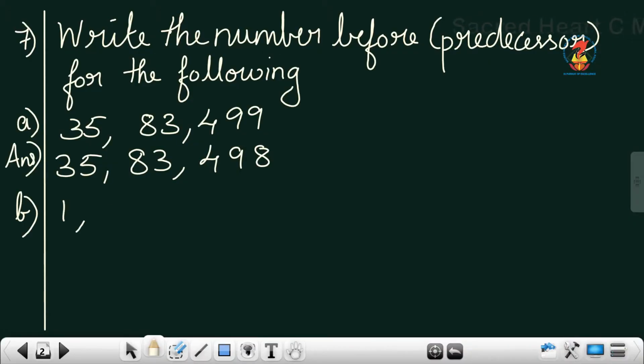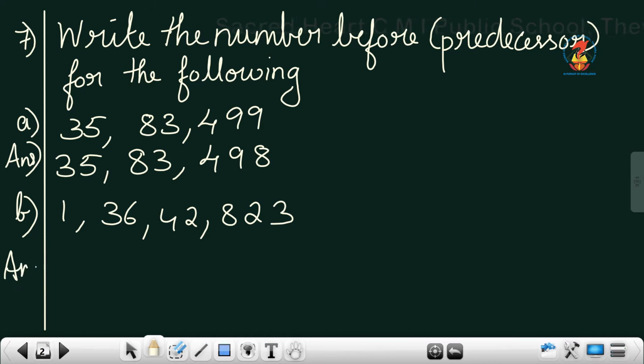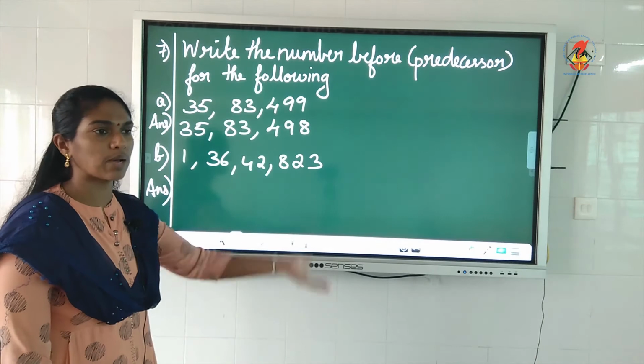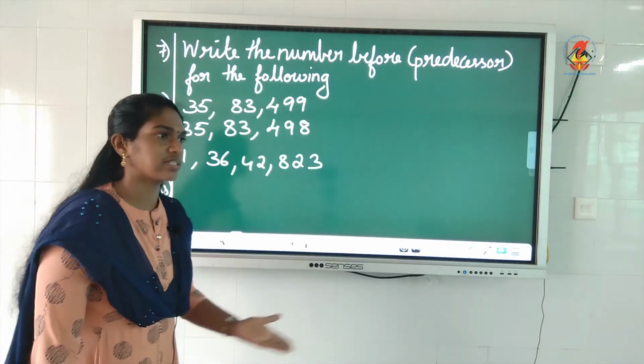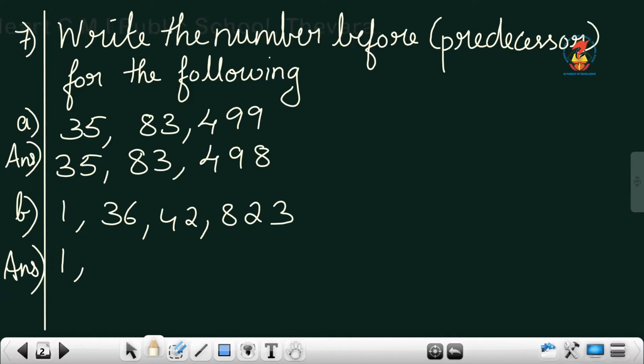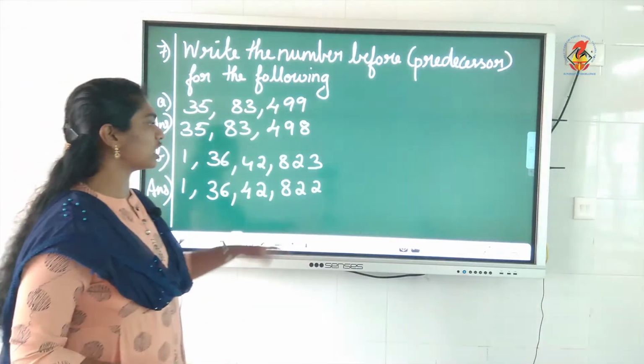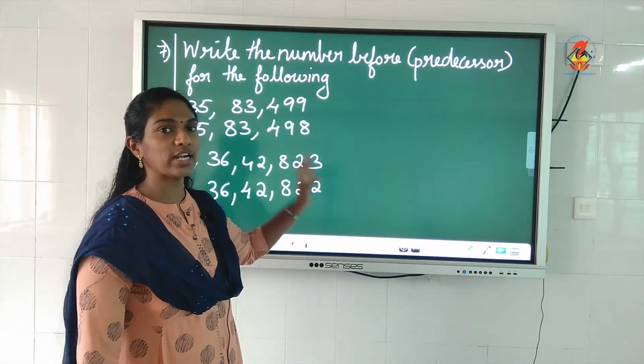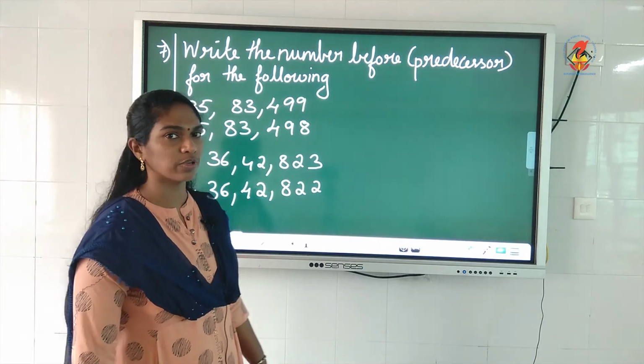Question B. 1 crore 36 lakh 42,823. What is the answer? What is the last digit? The last digit is 3. What is the number just before 3? Yes, the number just before 3 is 2. So, 1 crore 36 lakh 42,822. Okay. So, we need to change only the last digit. The digit that comes in the ones place, you have to make it 1 less to write the number before. Okay.